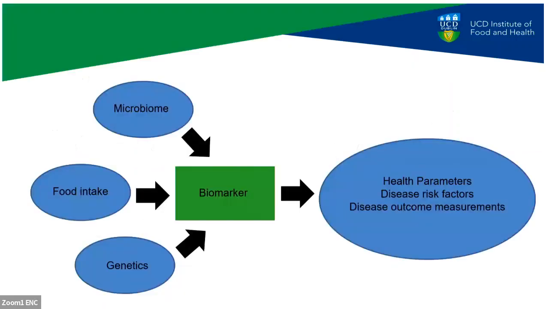So finally, what I've talked about today is biomarkers that are really related to food intake. But not all biomarkers are going to be like that. They're going to be influenced by our microbiome. They're going to be influenced by our genetics. So what we're moving towards now is to try to develop models for bringing in that extra information and modeling the impact of food intake, the microbiome and the genetics on the biomarker, to allow us then to look at relationships between food intake, disease risk factors and health parameters.